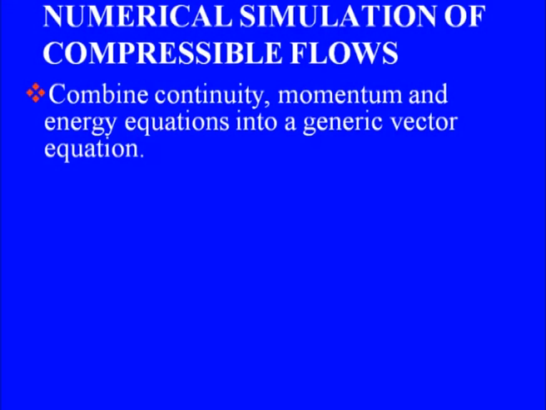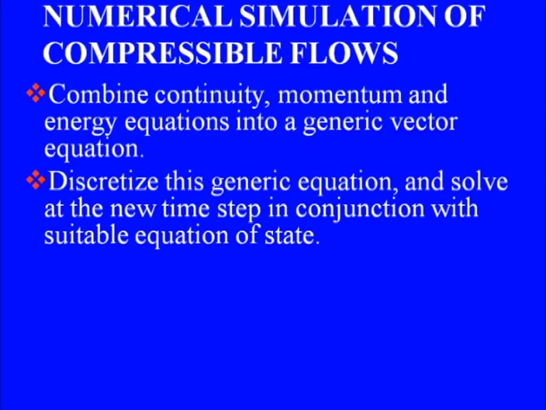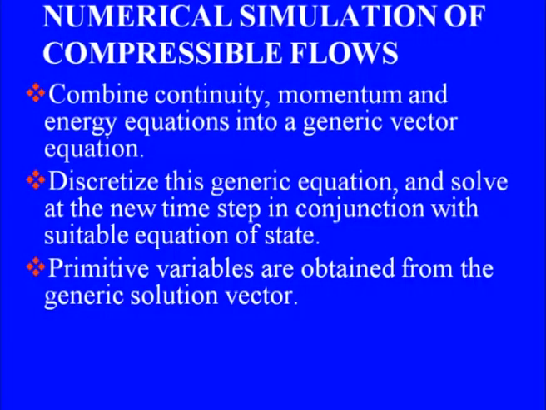So we'll combine these, and next this generic vector transport equation can be discretized using our choice of spatial discretization scheme, and then we can also apply a suitable discretization scheme in time to solve the flow variables, making use of the suitable equation of state to take care of the pressure in the momentum equation. And we would see that primitive variables, which are velocity components, density and temperature, are obtained from our generic solution vector in this equation.